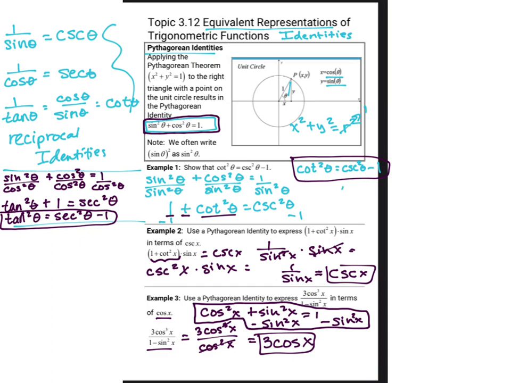How are they equal? What makes them equal? You take the Pythagorean identity that says cosine squared plus sine squared is 1. Swing the sine squared over, and cosine squared x is equal to 1 minus sine squared x.